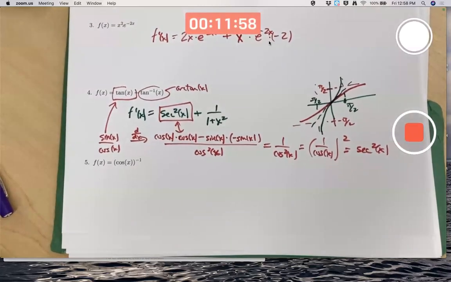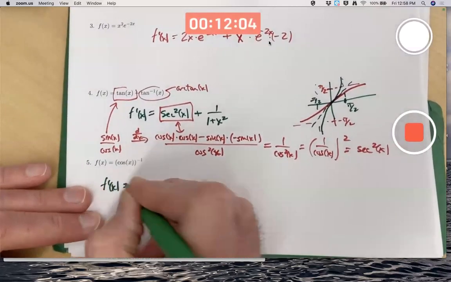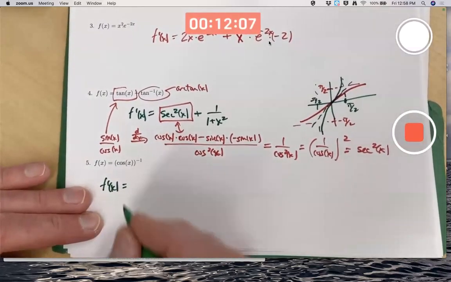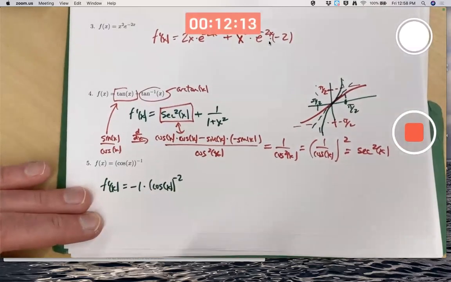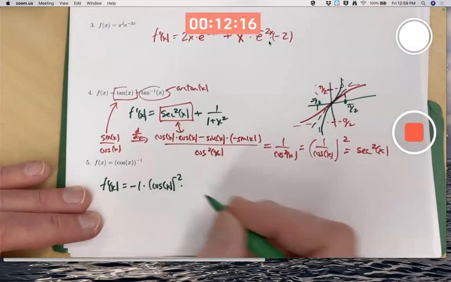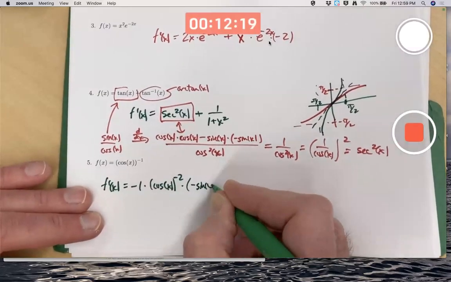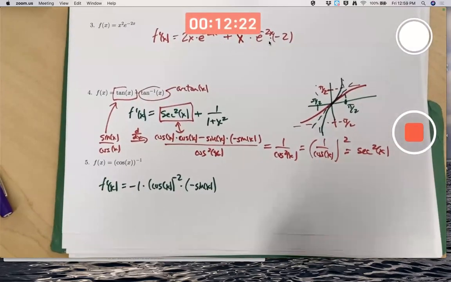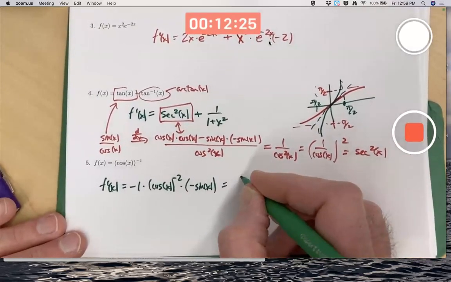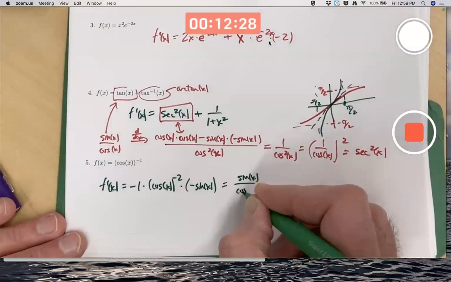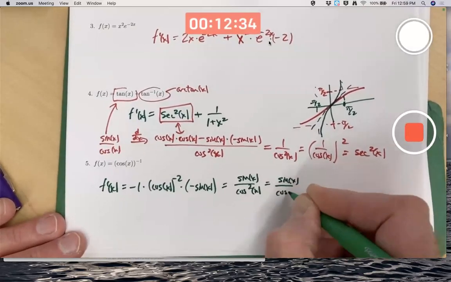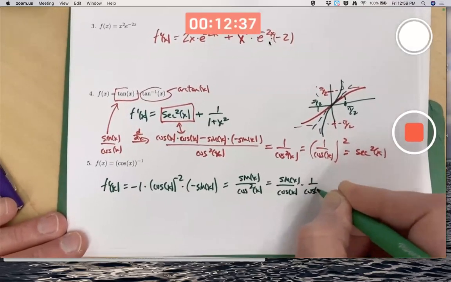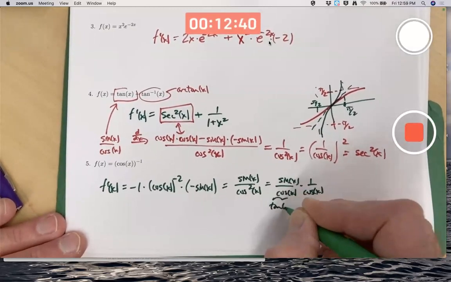Finally, this one can be done in a few different ways. Perhaps the easiest way is to use the chain rule. Bring the -1 down in front, plug in the inside function, subtract 1 from -1, you get -2, and then multiply times the derivative of cosine, which is negative sine of x. That simplifies, the two negative signs cancel, to sine x over cos squared x, which can also be written as sine x over cos x times 1 over cos x, and that's the tangent function, and this is the secant function.